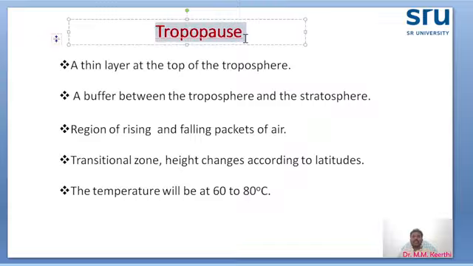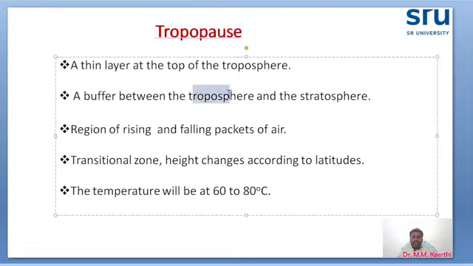And the next one is the tropopause. It is a thin buffer layer at the top of the troposphere, between the troposphere and the stratosphere. This dividing layer is called the tropopause. In this region, rising and falling air pockets will be there.